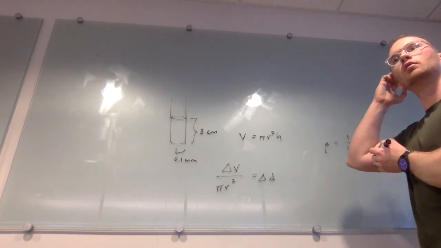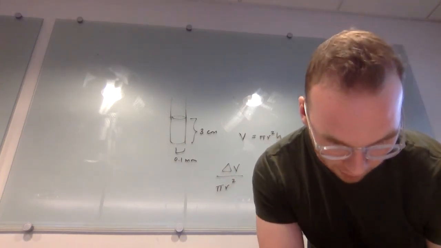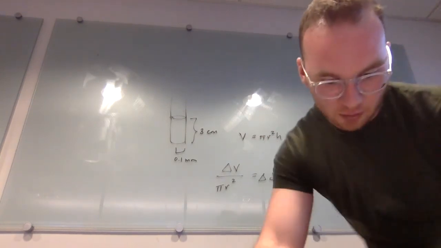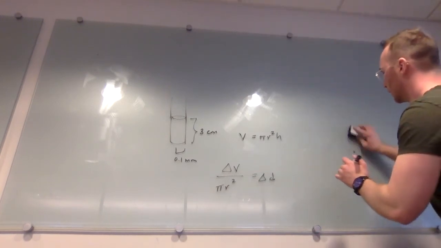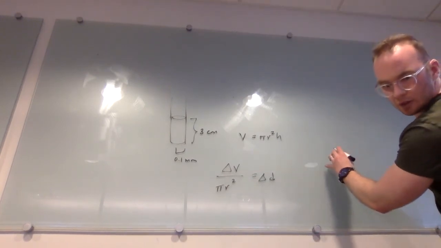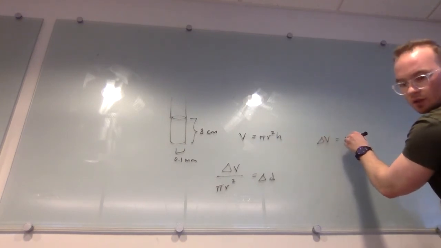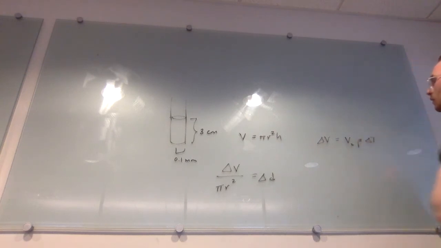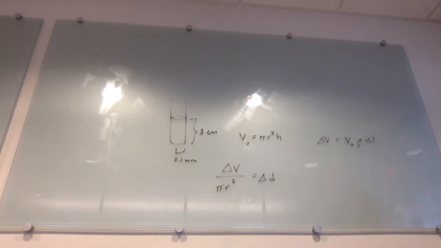Sorry, I didn't visualize that properly. Okay, it's right here, right before that problem. It says delta V is V naught beta delta T. So V naught is the V that we previously found. Yeah, this is V naught. That's it.